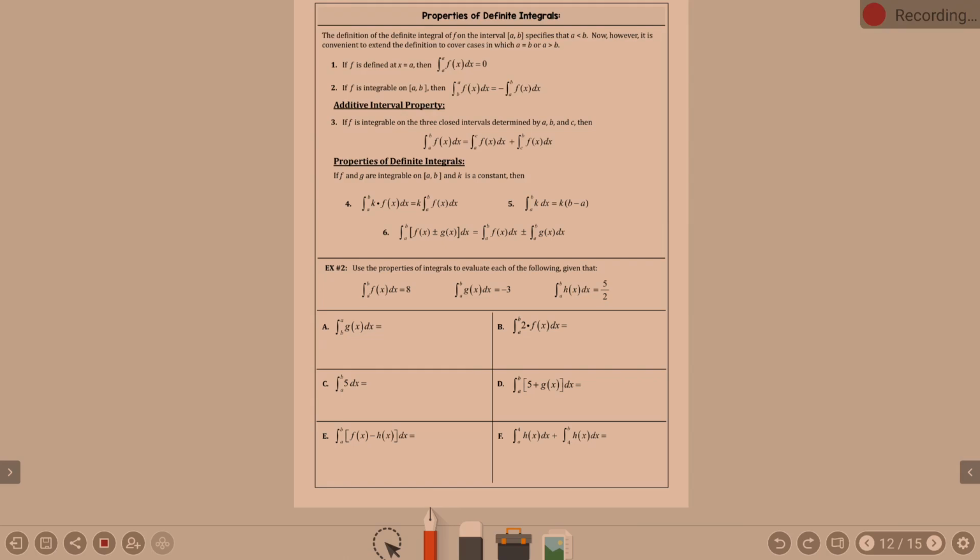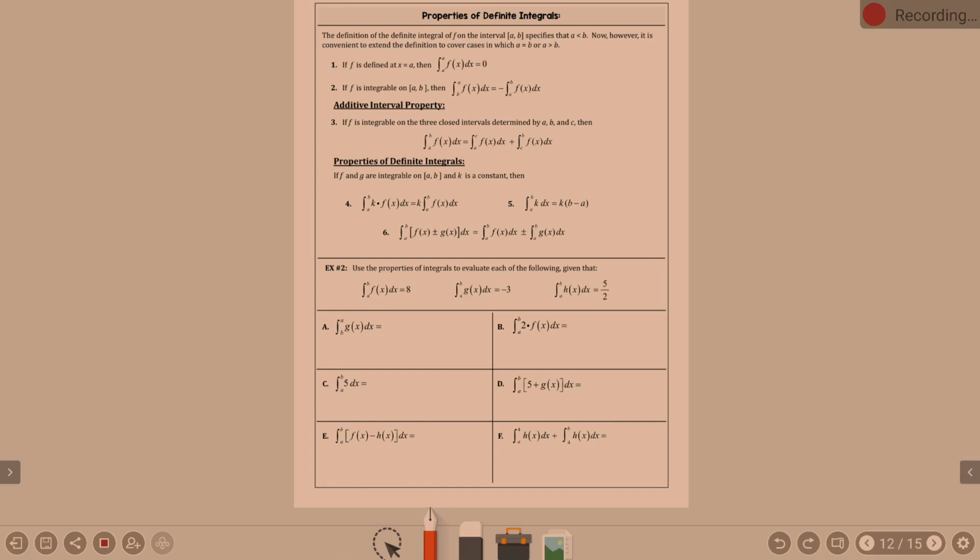Okay? If f is integrable on the interval a to b, then the integral from b to a, so this is where, assuming a is the smaller one, you flip it, and it's the opposite, the negative of it. Again, that's one we've already used, haven't we? Okay, I've already introduced that one.